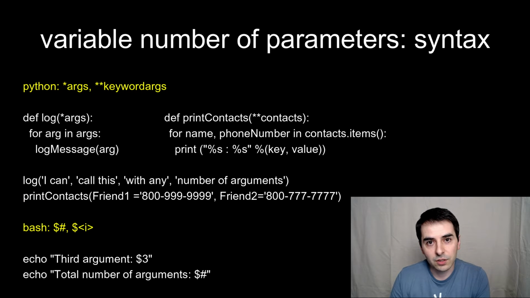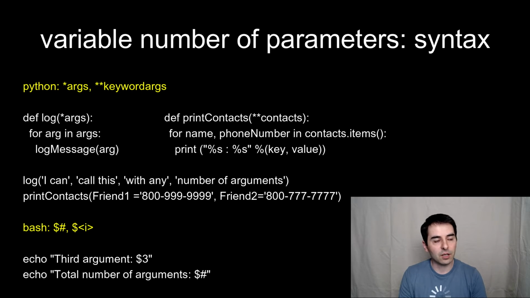So different languages, as I said, give you different syntax to define this. And here I brought some examples. For instance, Python gives you this star or asterisk args or double star keyword args for accessing all the arguments that have been passed to the function. In bash scripts, you can do $# to get the number of arguments that were passed to the function, and then $I, where I changes from 1 to whatever number. With that syntax, you can access the ith parameter or argument that was passed.